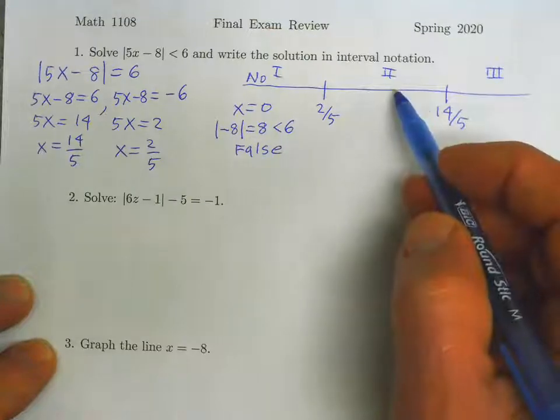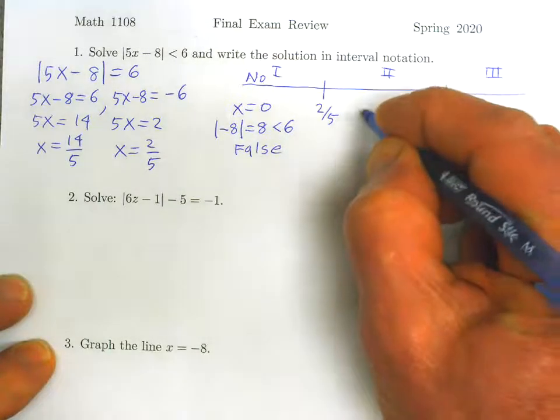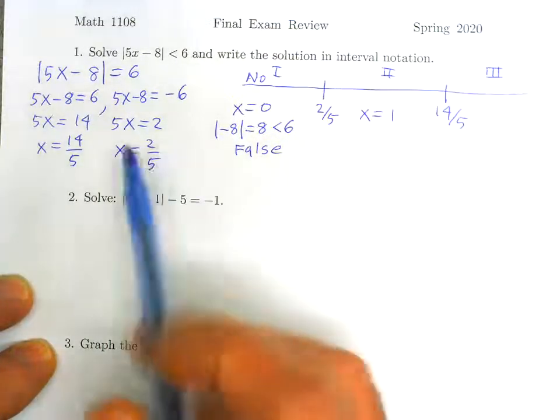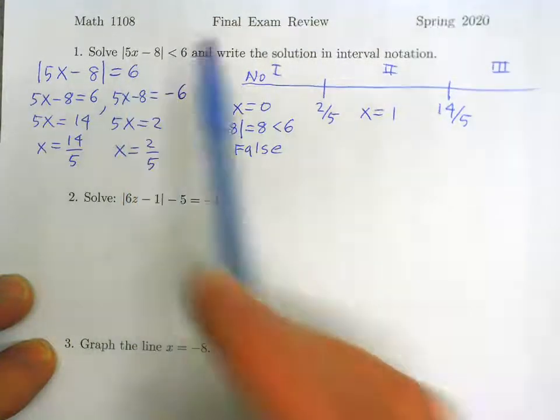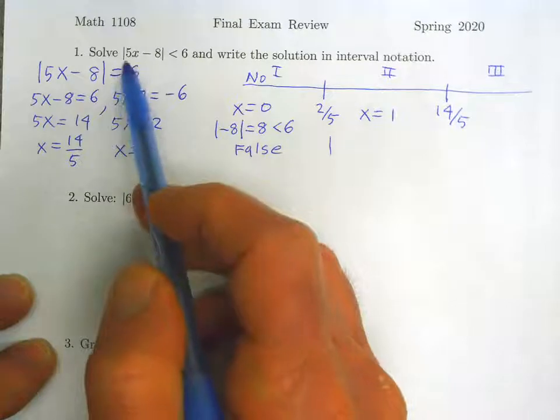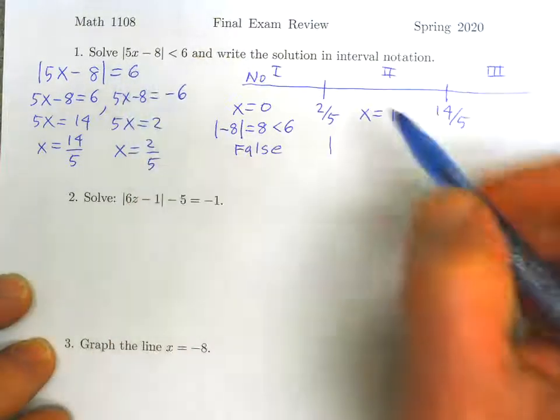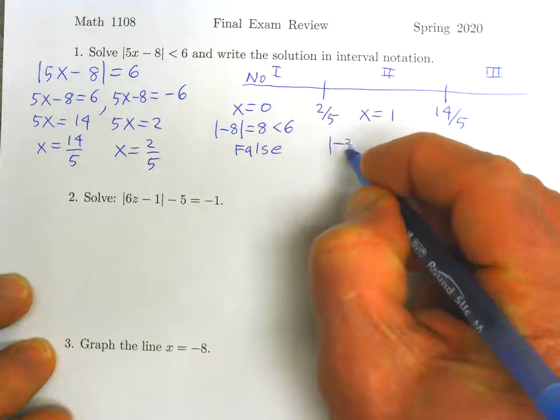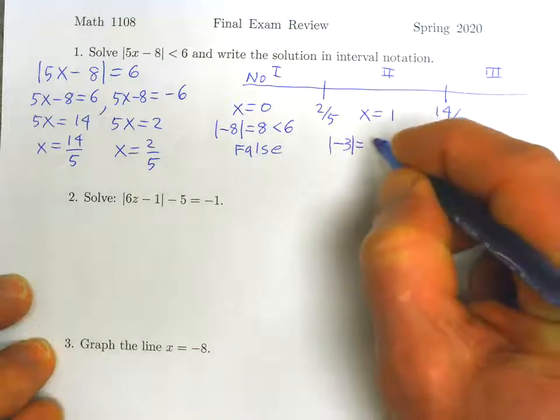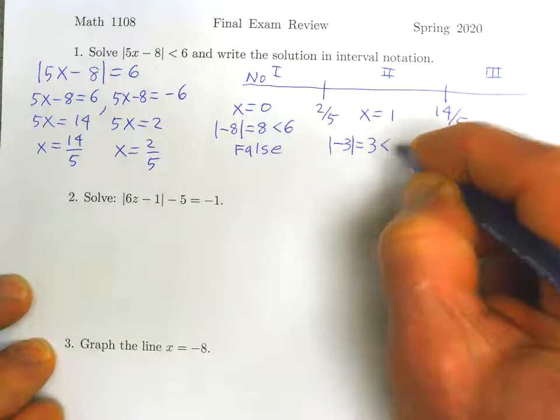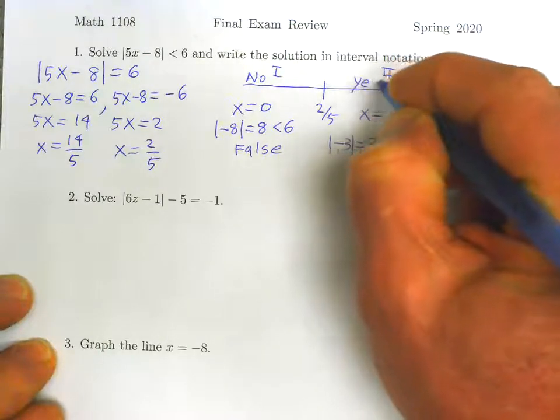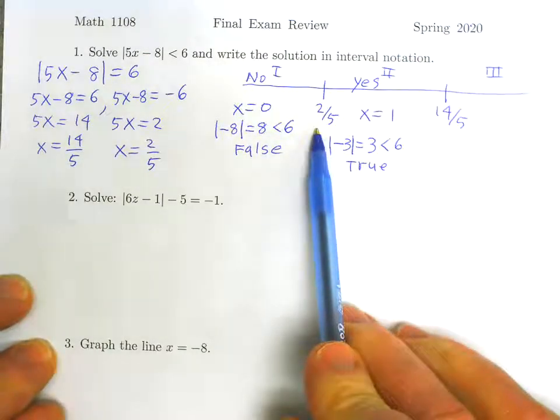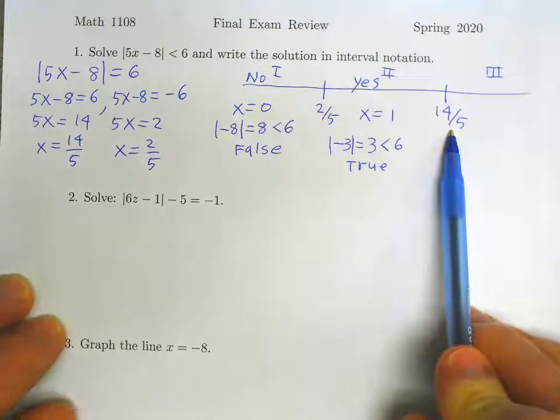In the second interval, we can pick x to be positive 1. And then in the inequality, replace x with 1. So the absolute value of 5 times 1 minus 8 is the absolute value of negative 3. And that's equal to 3. And 3 less than 6 is true. So all of the numbers between 2/5 and 14/5 are solutions.